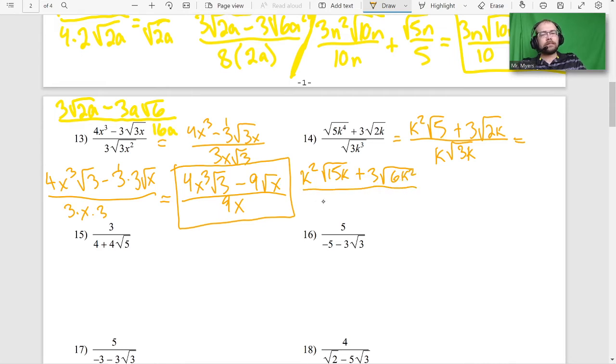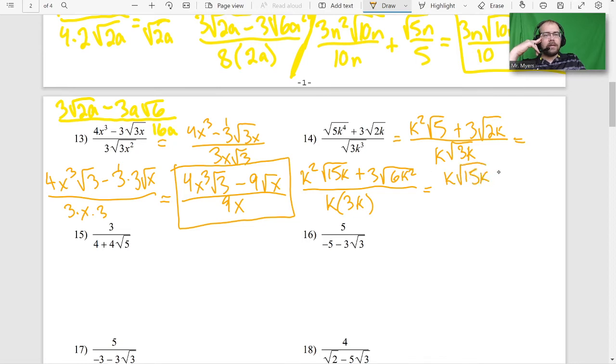Over k, root 3k times root 3k is 3k. All right, so I'm definitely going to get some stuff that simplifies here. That's a k. That's a k. That's a k. We've got at least 1 k in everything, so I'm actually going to divide out a k. Square root of k squared is k. So I'm going to take out 1 factor of k from everything, and that should be the final answer.